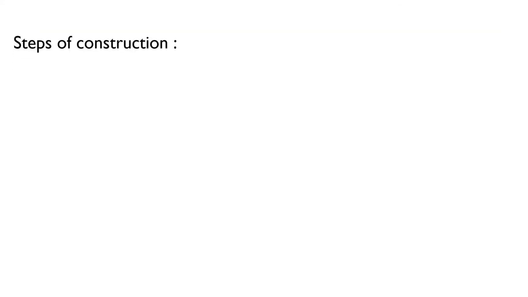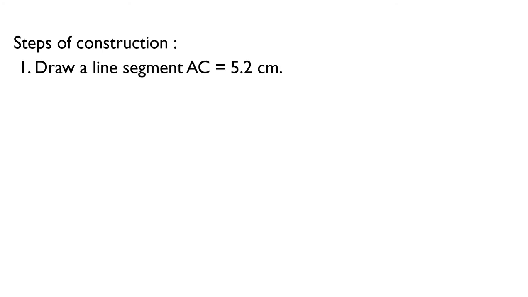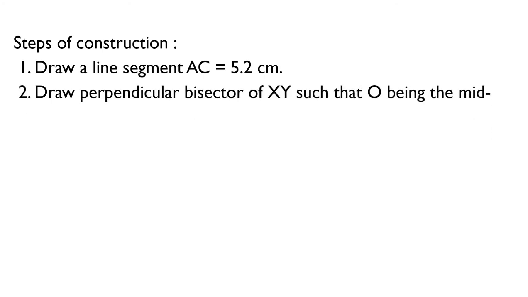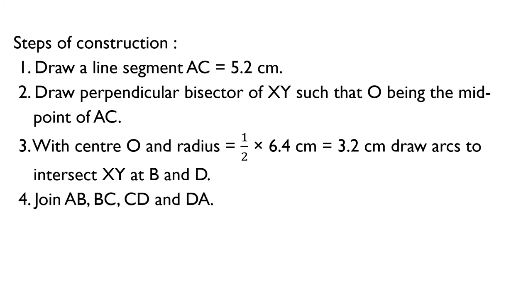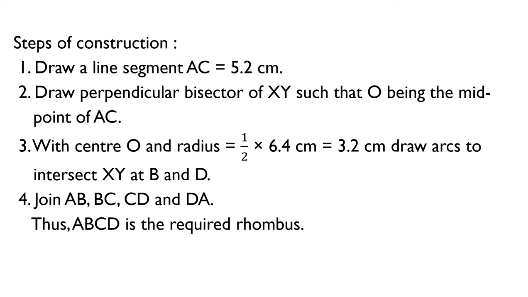Steps of construction. Number 1, draw a line segment AC equal to 5.2 cm. 2, draw perpendicular bisector XY of AC such that O is the midpoint of AC. Number 3, with center O and radius equal to half into 6.4 cm, that is 3.2 cm, draw arcs to intersect XY at B and D. Number 4, join AB, BC, CD and DA. Thus ABCD is the required rhombus.